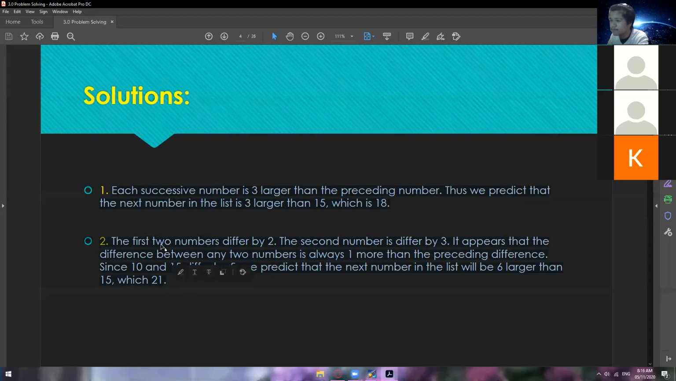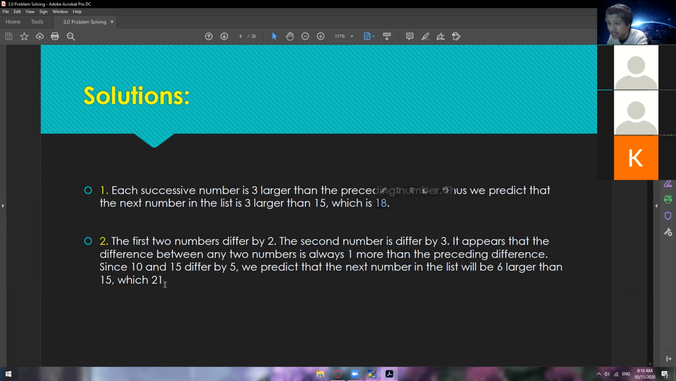So I will leave the reading part on you guys. Okay, so since we already answered that, the next one is 18, the next one is 21. And if you still didn't understand how we got 18 and then 21, just read back on this one.